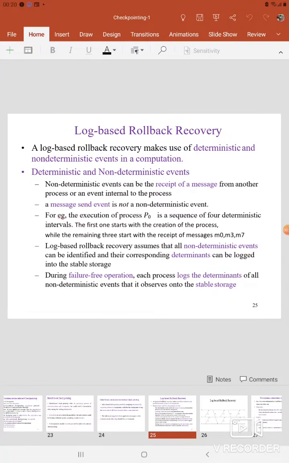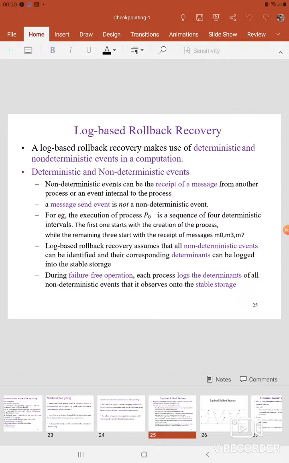Good morning, students. We are going to see about log-based rollback recovery in Unit 4. The subject code is CS8603 Distributed System. So, what is log-based rollback recovery?